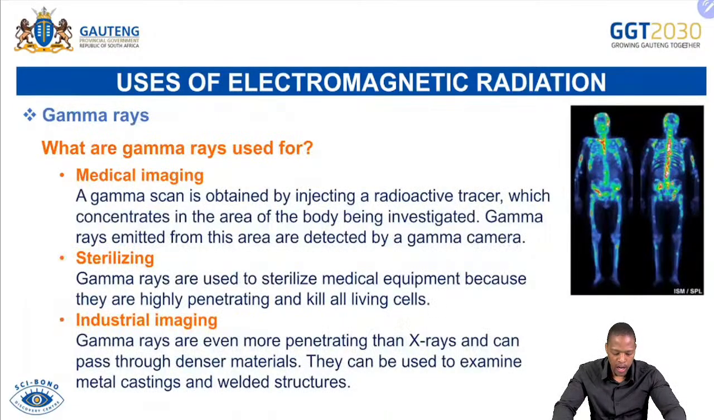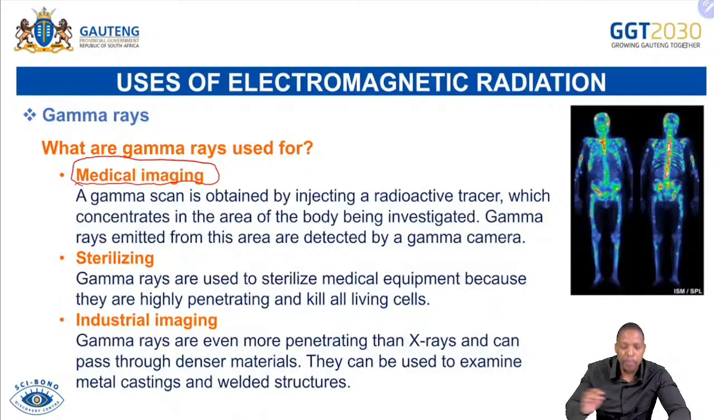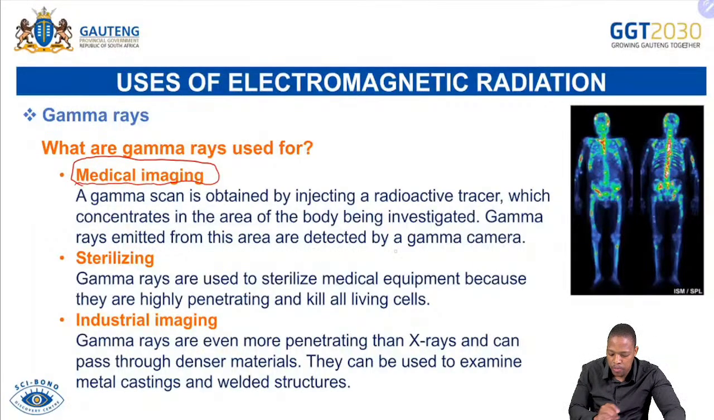Okay, as we go to the last one there, some of the uses of gamma rays. Again, like the infrared was giving night vision, these ones can give us what we call medical imaging. A gamma scan is obtained by injecting a radioactive tracer which concentrates in the area of the body being investigated. The gamma rays emitted from this area are detected by the gamma camera, so the gamma camera is the one that is going to give us medical imaging.